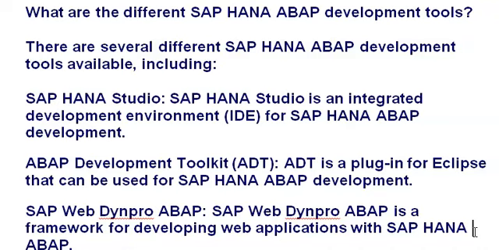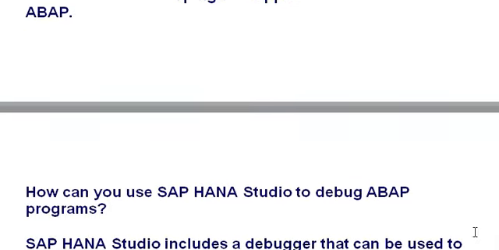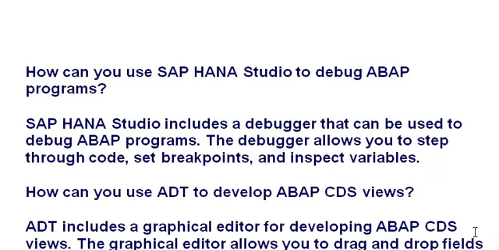But if you want to work on the ABAP perspective in HANA Studio, we need to have the ADT installed. Now, ADT means ABAP Development Toolkit. ADT is a plugin for Eclipse that can be used for SAP HANA ABAP development. SAP Web Pro ABAP is a framework for developing web applications within SAP HANA ABAP. But right now we are more focused on using UI5 Fiori rather than Web Pro. UI5 Fiori has replaced Web Pro in most of the applications and projects.